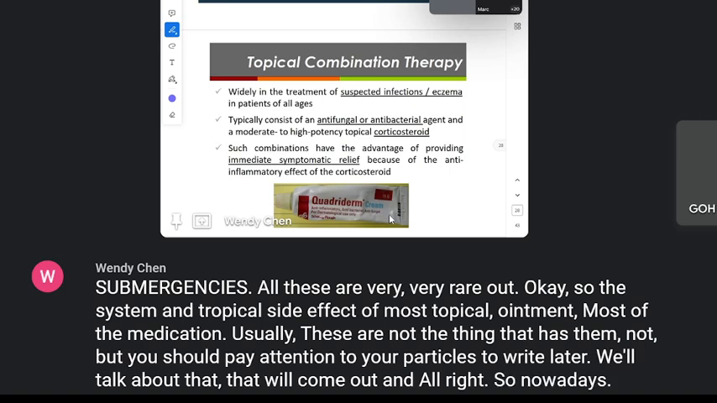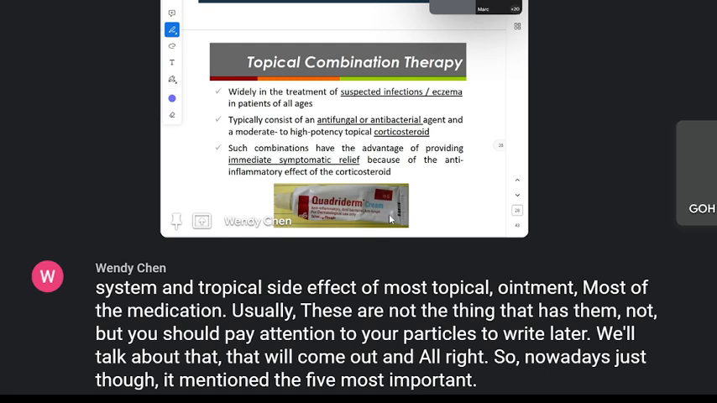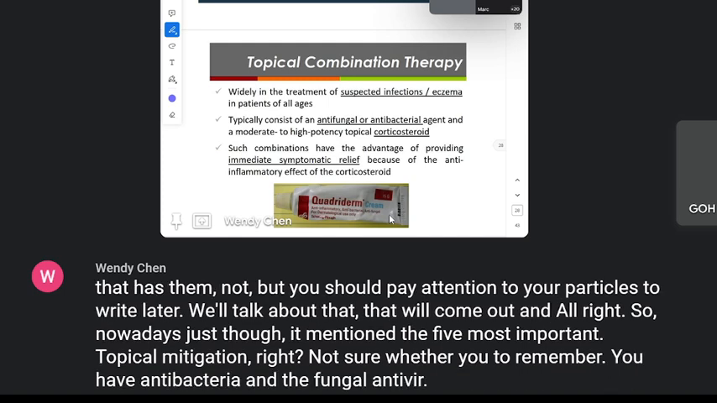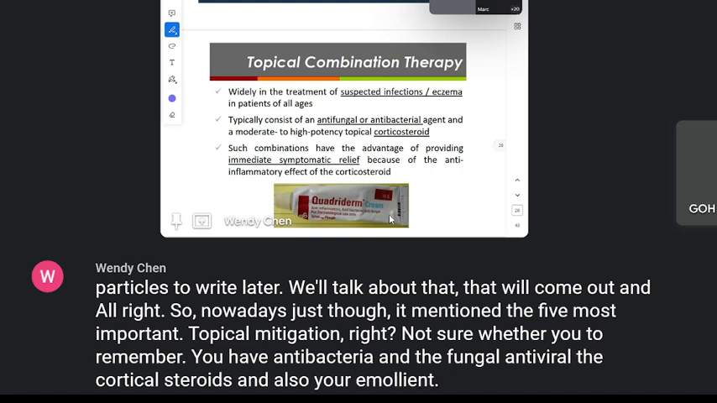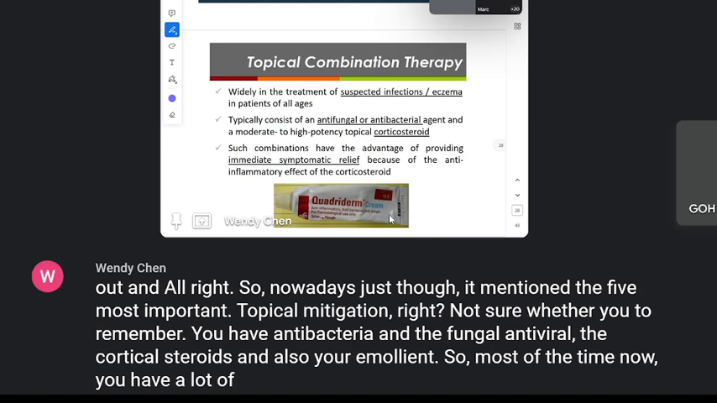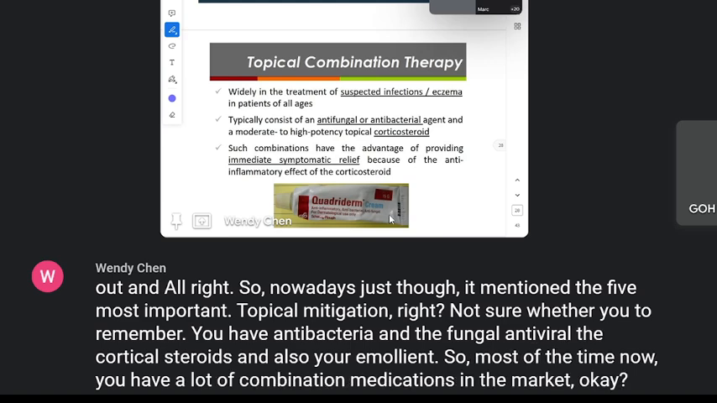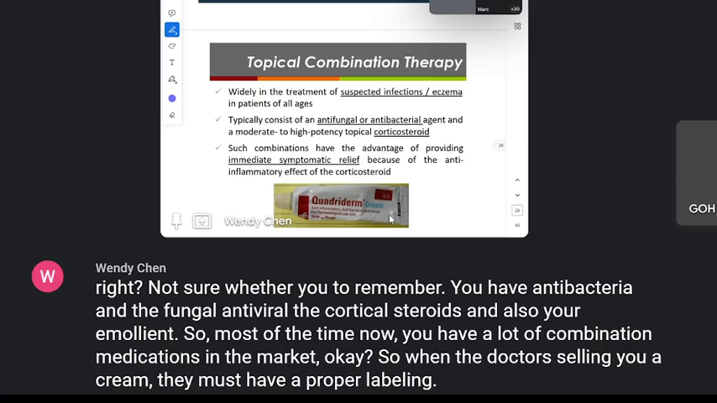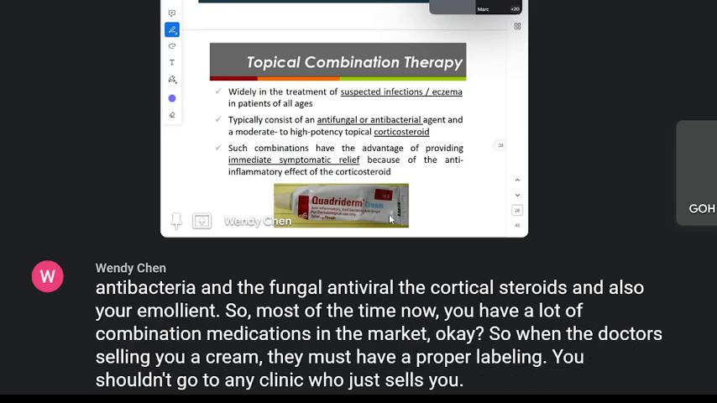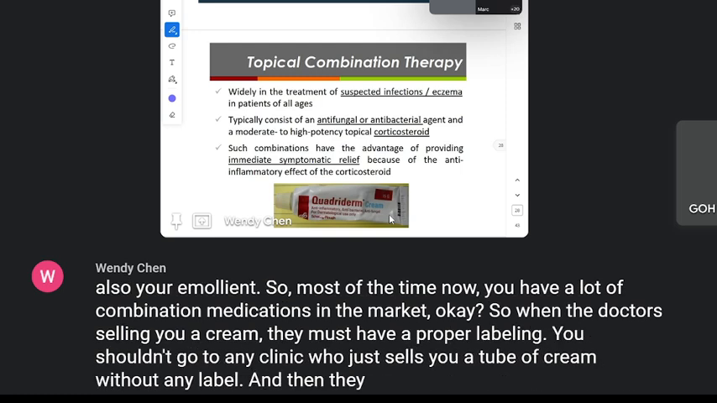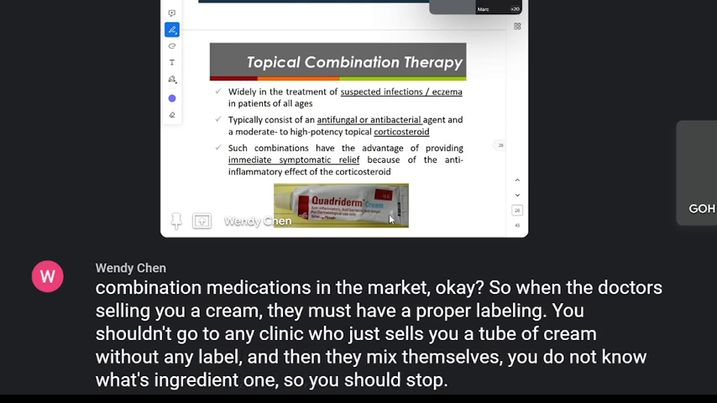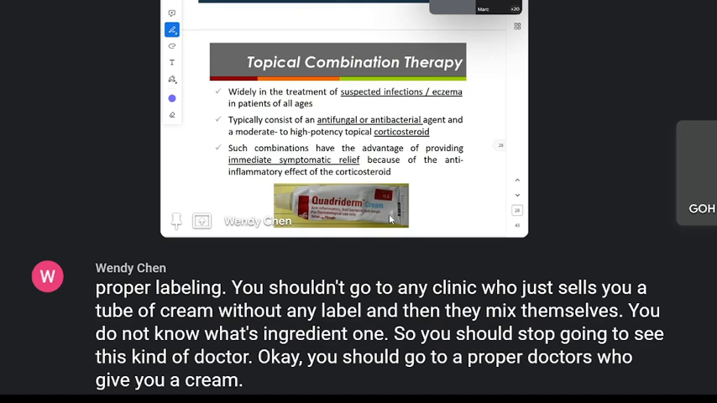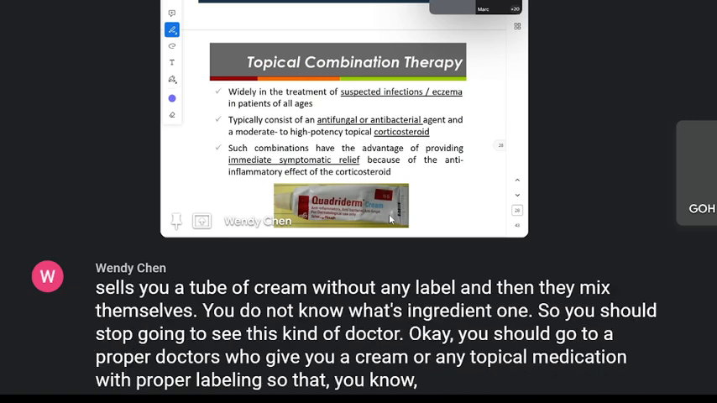So just now we mentioned the 5 most important topical medications, right? Not sure whether you still remember. You have your antibacterial, antifungal, antiviral, your corticosteroids, and also your emollient. So most of the time now, you have a lot of combination medications in the market, okay? So when the doctor is selling you a cream, they must have a proper labeling. You shouldn't go to any clinic that just sells you a tube of cream without any label and then they mix themselves. You do not know what the ingredients are. So you should stop going to see this kind of doctor, okay? You should go to a proper doctor who gives you a cream or any topical medication with proper labeling so that you know what you are taking, all right?